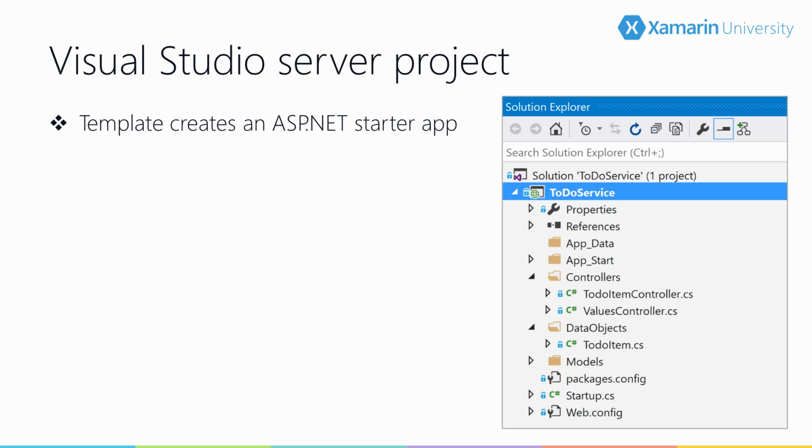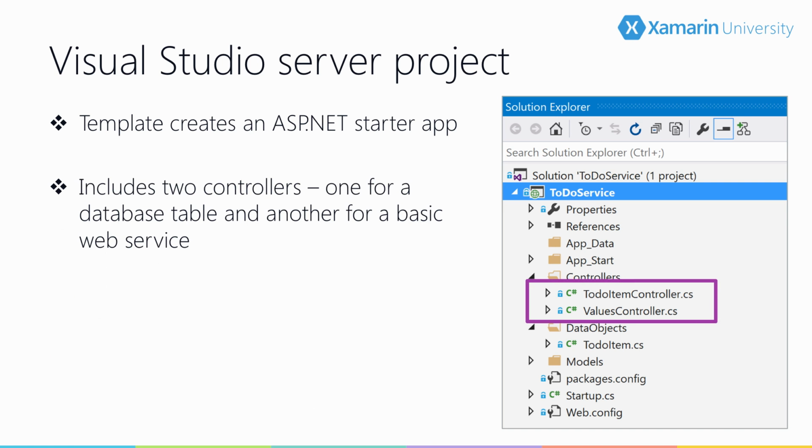Once you have created the app, Visual Studio will be loaded with a new solution that contains a single web server project. This is just a standard ASP.NET MVC app. The app defines two endpoints. There's tables/to-do item, which represents a database table of to-do items, and there's API/values, which represents a simple web service that returns a string. These are implemented through two controllers that are included in the created project.